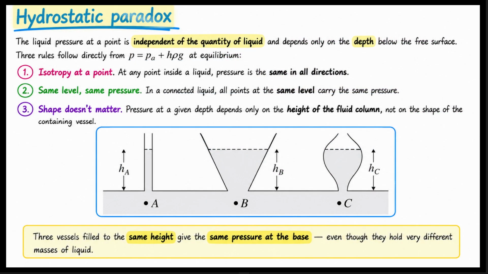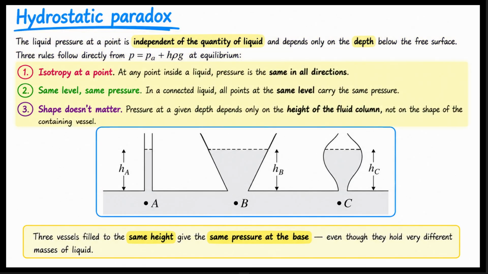The hydrostatic paradox. 3 rules. The hydrostatic paradox captures the most counterintuitive consequence of the depth formula. The pressure at a point inside a liquid does not depend on how much liquid there is. It depends only on the depth below the free surface. 3 rules follow directly from the equation P equals P sub A plus h rho g.